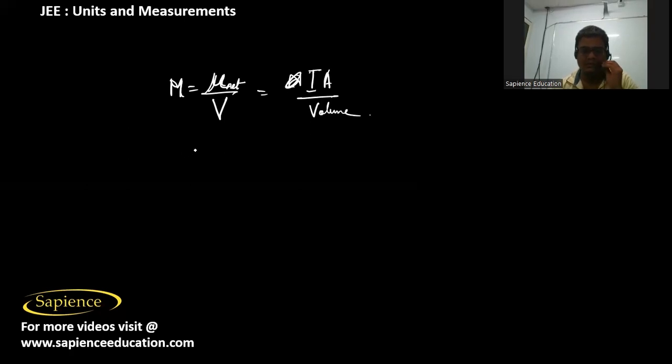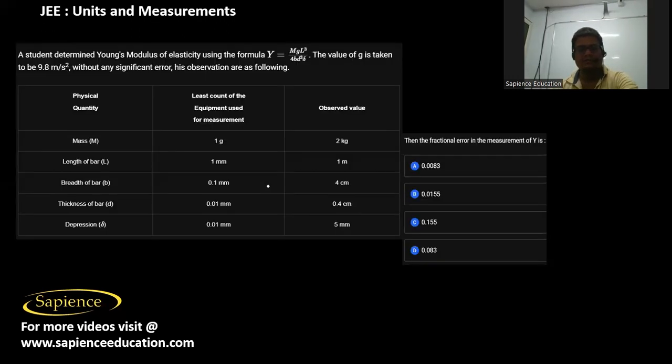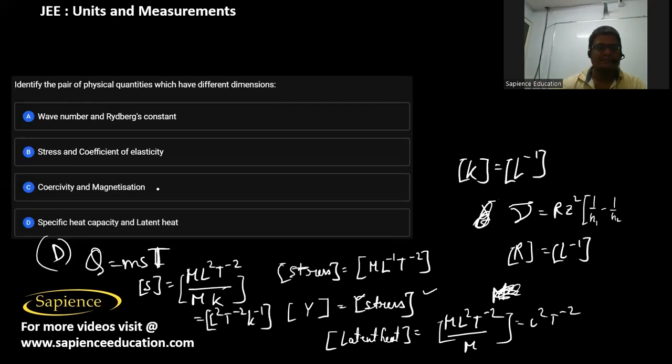So the dimension for magnetization, let's call it as M1, will be current, that is A, into area, that is L square, by volume, L cube. So that will be A L power minus 1. And for susceptibility also, it will be having the same dimensions.